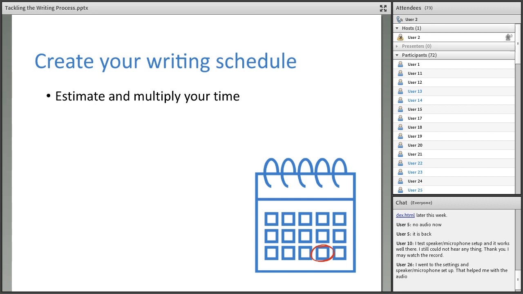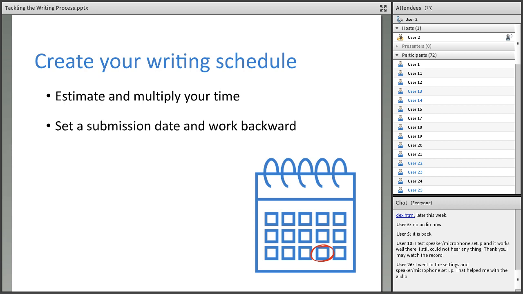Also, it will provide you with enough time in your schedule to put a draft or section of your project away for a day or two before looking at it again. This will give you a fresh perspective on your project and help prevent mental fatigue while you're writing, which almost certainly will happen if you try to write a project in one sitting.